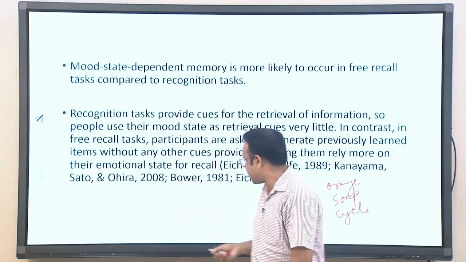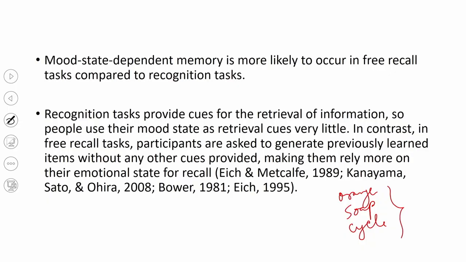In recognition, let us say I show you these items for a short period of time, and then a distraction task is given, and after that I give you 3-4 words, like orange, then something like bus, and then something like road. I will ask you to recognize the one word which was in the list that was presented. Here that word will be given along with some other words which were not there, and you have to recognize which one is correct. That is called a recognition task.